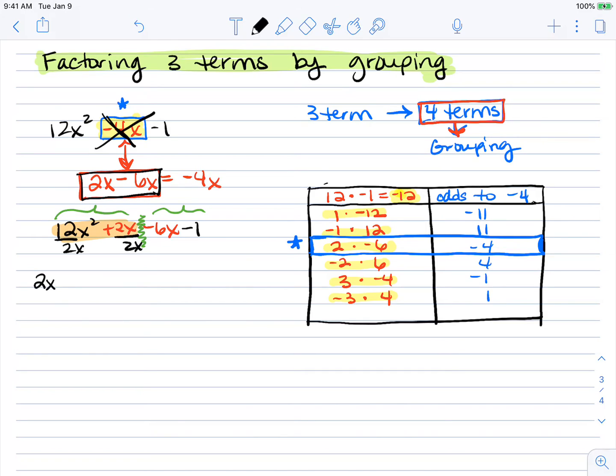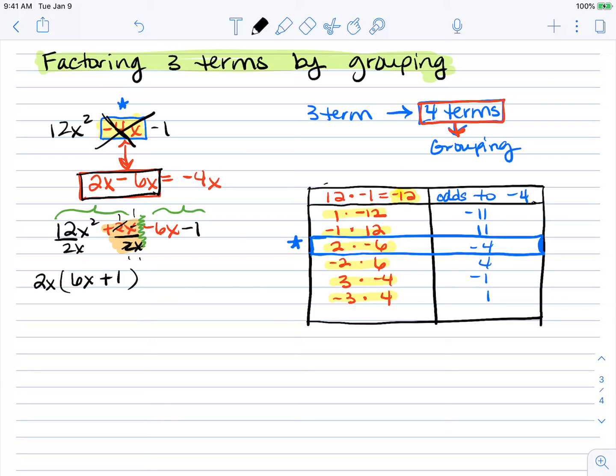Here's my greatest common factor, and then I'm going to do the math and say, what does 12x squared divided by 2x equal? 12 divided by 2 is 6, and x squared divided by x is x. Now I'm going to do this part, and 2x over 2x, it's the same thing on top as it is on bottom. Well, that's 1. Anything over itself, right? This cancels, it leaves me 1. This cancels, it leaves me 1. And 1 times 1 is 1.